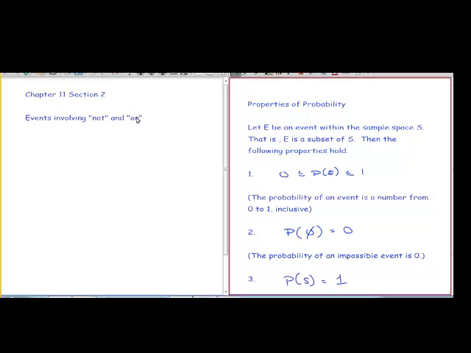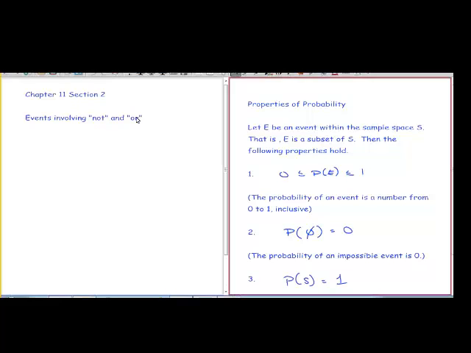So it says let E be an event within the sample space S. That's what we've been doing. That is, E is a subset of S. So for example, in genetics, having cystic fibrosis is a subset of the other choices, not getting it or being a carrier. And if this is true, then the following properties hold.